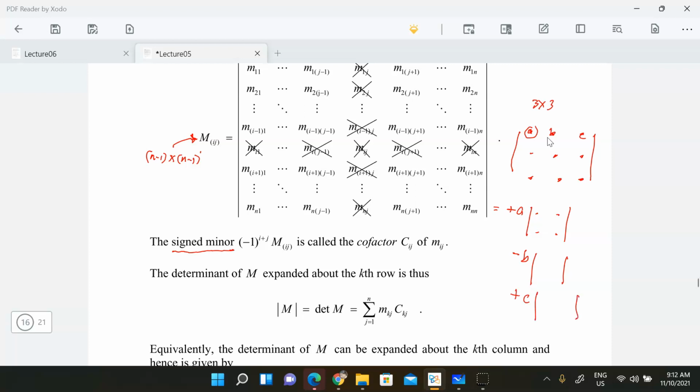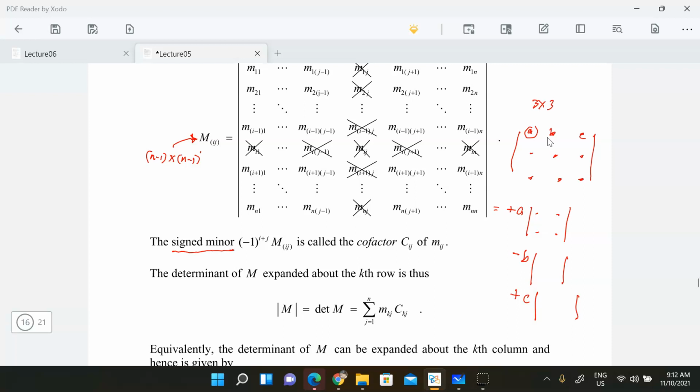So how do you determine this plus or minus? Well, in this case, A is a 1 1 element, so minus 1 to the 1 plus 1 is just 1. And then the next one will be minus 1. So this is a 1 2 element, so it's 1 plus 2, an odd number. Minus 1 to an odd number is a minus sign, and so on and so forth.